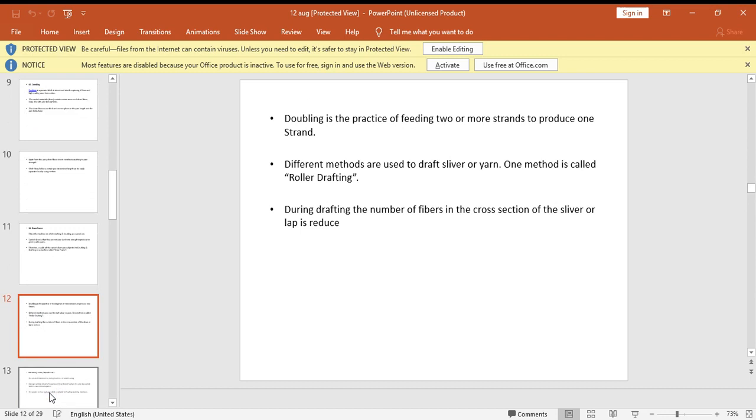Doubling is a practice of feeding two or more strands to produce a single strand. Different methods are used to draft sliver or yarn. One method is called roller drafting. During drafting, the number of fibers in the cross section of a sliver or lap is reduced.